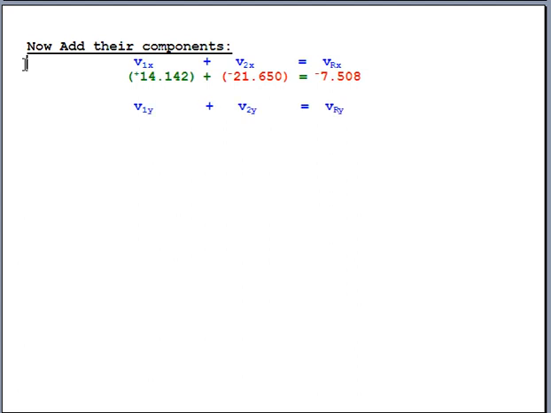Same thing with the y's. But here in the y's, they actually cooperate. They don't fight. So you've got a 14 north working with a 12.5 north. This resultant vector really goes north by a lot, 26.